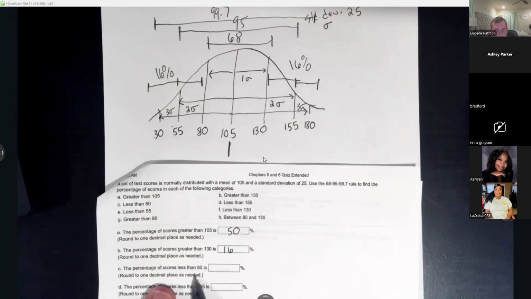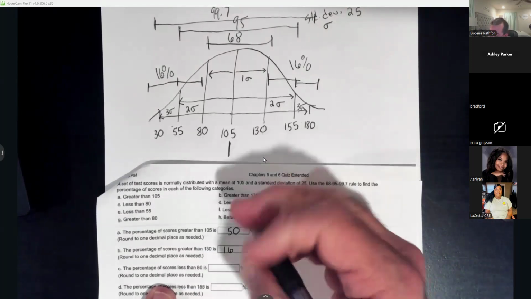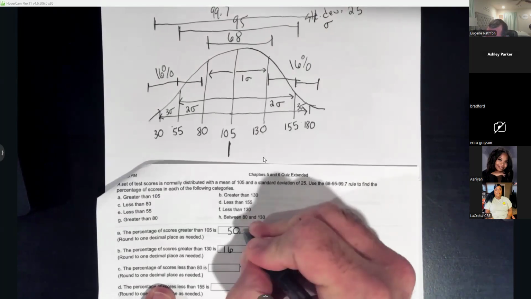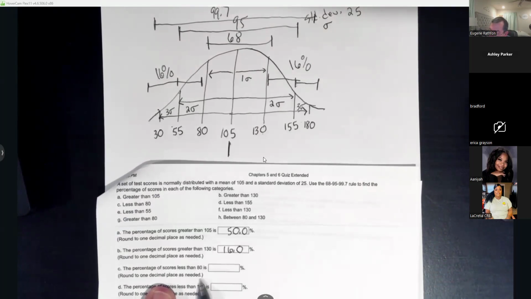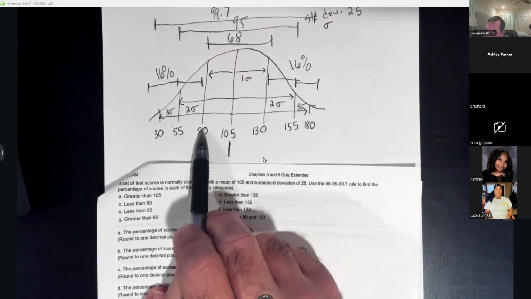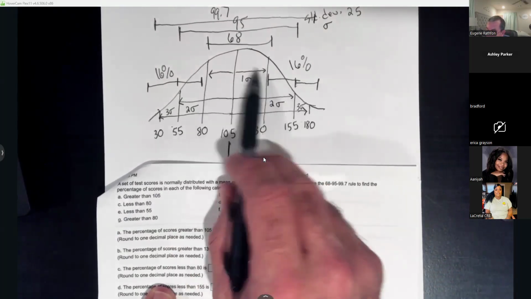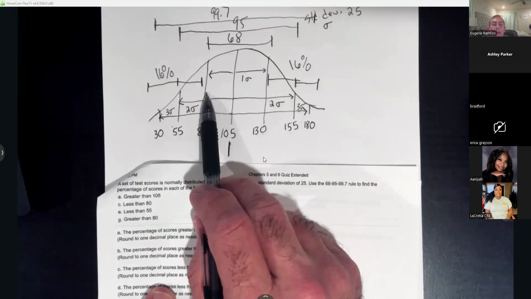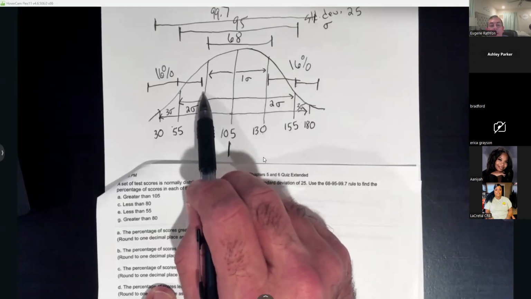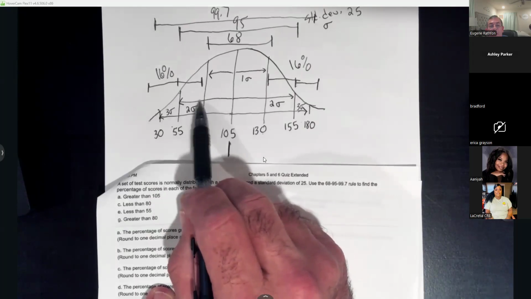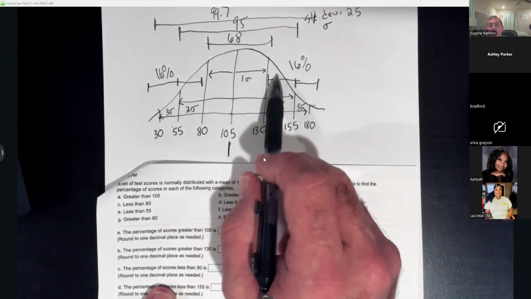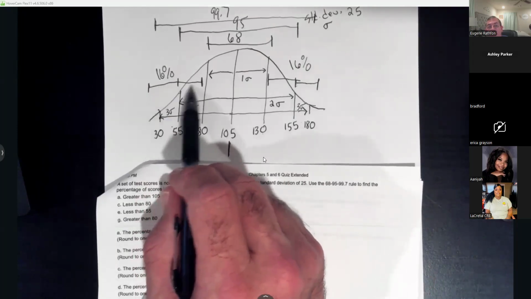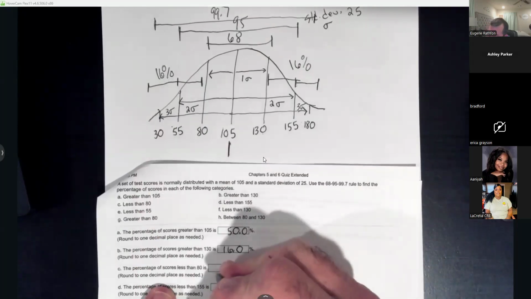Then they say the number of scores less than 80. Well, y'all, we got to round these to one decimal place, so make that a 0.0 and a 0.0. So less than 80 would be right here. Well, y'all, that's also one standard deviation. So we're looking at the scores from this section. If this right side was 16% of the 32, this left side will be 16% of the 32.